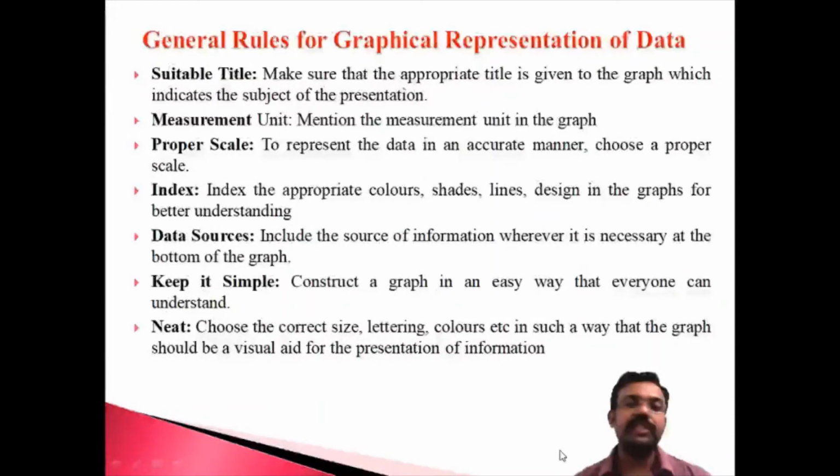Suppose you construct a graph, it should be easily understood by the general audience. So construct a graph in an easy way that everyone can understand. Another important element is to keep it simple and neat. Choose the correct size, lettering, colors, etc. Neatness means taking the correct size, lettering, and coloring as part of your graph. These are the central rules for the representation of your data.